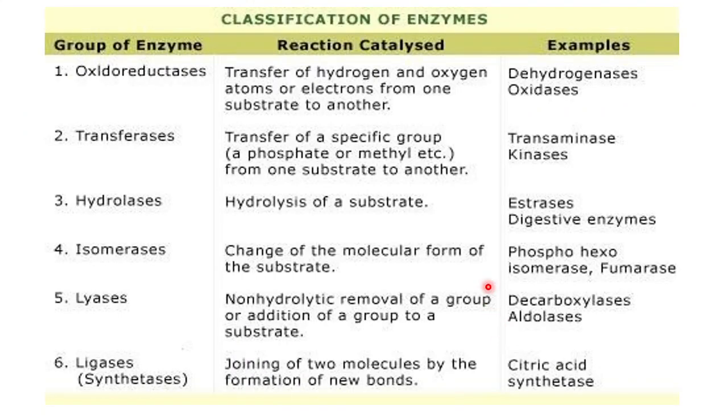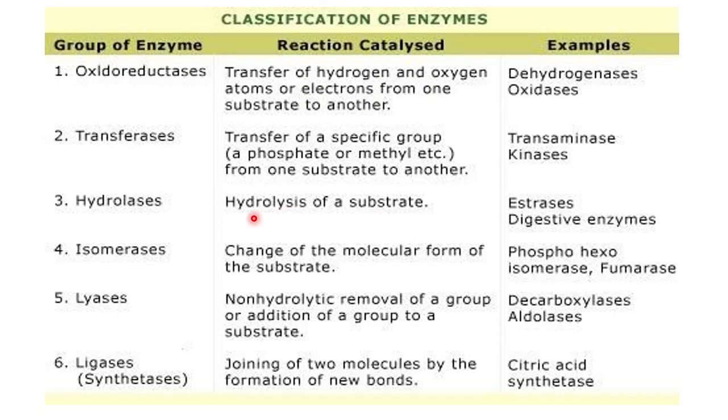Now we have to classify the enzymes. Classification of enzymes is quite simple. It depends upon what reaction the enzyme helps in carrying out. If it is helping in carrying out oxidation-reduction reactions, then we call them oxidoreductases. Examples are dehydrogenases and oxidases. If it is helping to transfer a functional group from one molecule to the other, then we call it a transferase, for example transaminases and kinases. Then hydrolases, if it carries out hydrolysis of a substrate, like digestive enzymes and esterases.